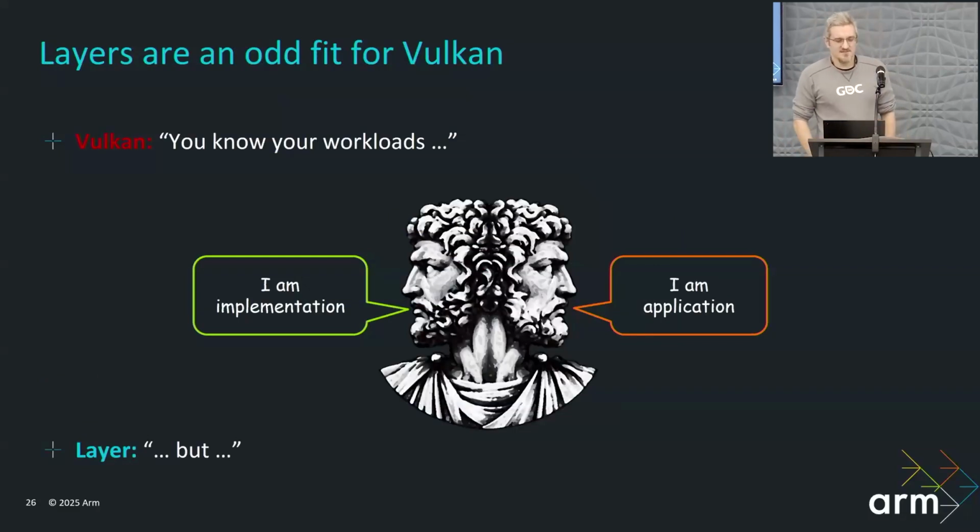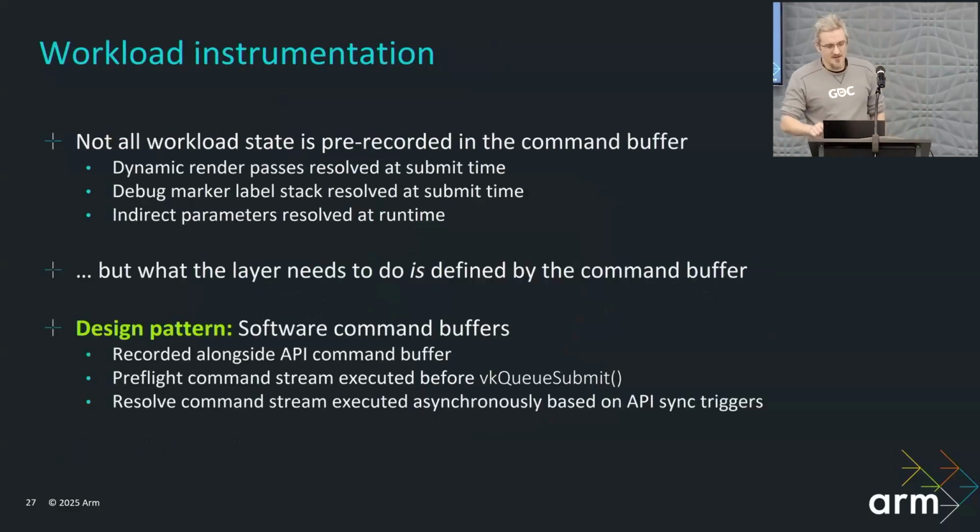Similarly, Vulkan says, you know what your workloads are. For tools, we generally care about your verbs, right? Your render passes, your compute dispatches, your ray trace calls, your transfer jobs. We want to instrument your workloads. That's the verbs that are going to go and run on the GPU. And original Vulkan was like, yeah, everything's in the command buffer. It's fine, right? You just record your tooling state when you record your command buffer.